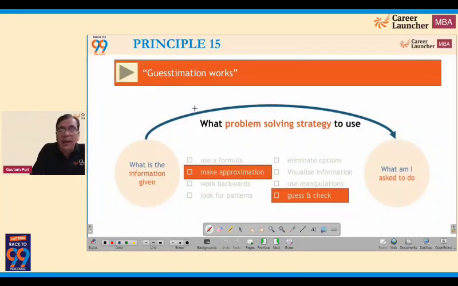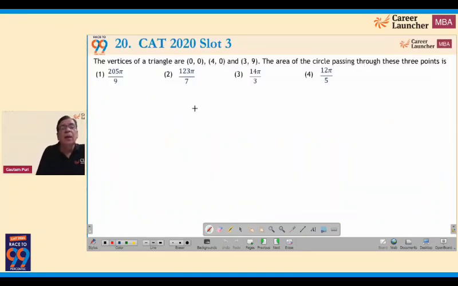Okay. Another approximation. The vertices of a triangle 0, 0, 4, 0, 3, 9 are given. Area of the circle passing through the three. Okay. Let's just draw the figure first. This is 0, 0. This is 4, 0. And the third is 3, 9.